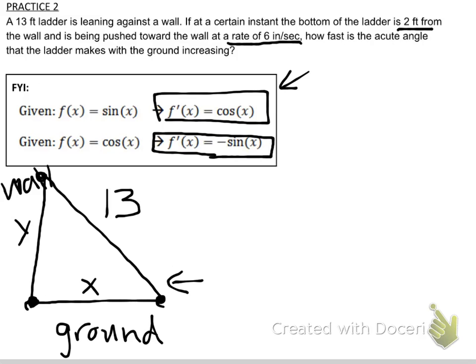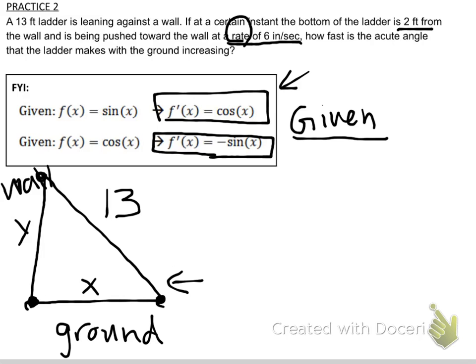So, in this case, before I write the equation, I'm going to write down what I'm given and what I have to find, because the equation might not be so clear. So let me write my given. I'll have enough space. So, given. It says the bottom of the ladder is 2 feet from the wall, and it's being pushed toward the wall at a rate of 6 inches per second.